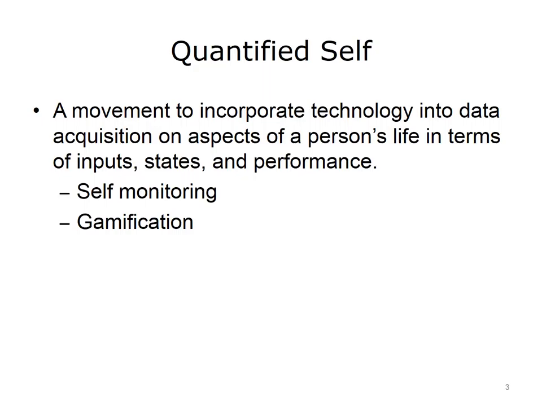Quantified self is a movement to incorporate technology into data acquisition on aspects of a person's life in terms of inputs, such as food consumed, quality of surrounding air, states, such as mood, arousal, blood oxygen levels, and performance, mental and physical. Self-monitoring often combines wearable sensors and wearable computing for data collection.